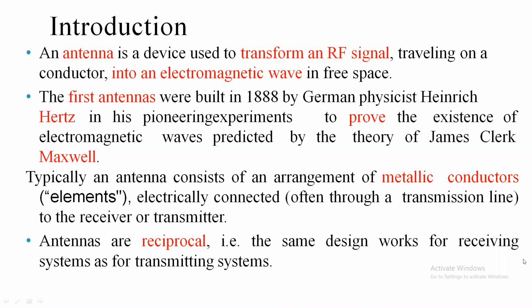And the other one is that antennas are reciprocal. That means, suppose we take an antenna at the transmitter, it is exactly reciprocal for the receiving system. So the transmitting system and receiving system are both reciprocal at the antenna. The antennas are reciprocal, right?